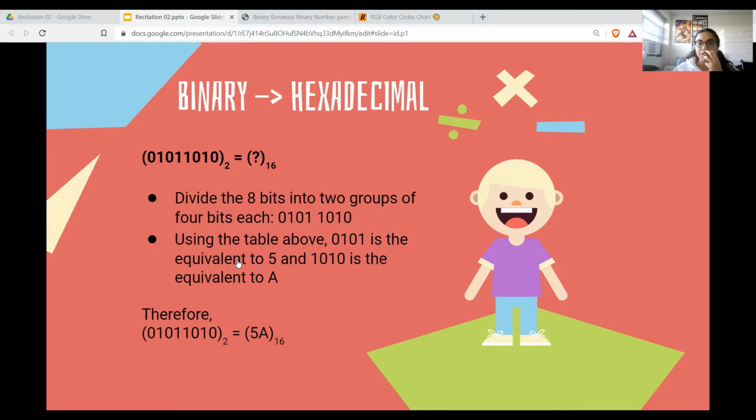The binary number is first divided into groups where each group has 4 bits. So now you can see that the bits are as follows. 0, 1, 0, 1 is one group and 1, 0, 1, 0 is the other group. Then, using the table that was given in the previous slide, we can check that 0, 1, 0, 1 is equivalent to 5 and 1, 0, 1, 0 is equivalent to A. So therefore, the hexadecimal notation will be 5A. This is how easy it is to convert binary to hexadecimal.